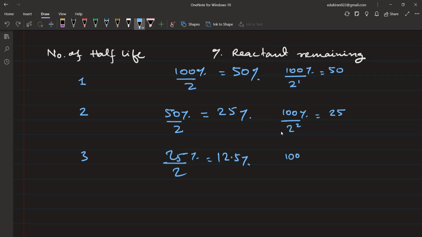100% divided by 2 to the power 3. Correct? Yes or no? Please tell me. This will give me what? 12.5. Okay. So अगर आपके पास, if you have n half lives, then this will be what? 100% divided by 2 raised to n.